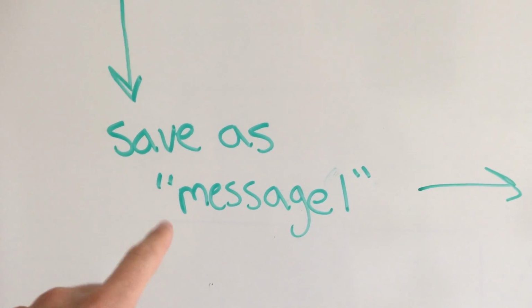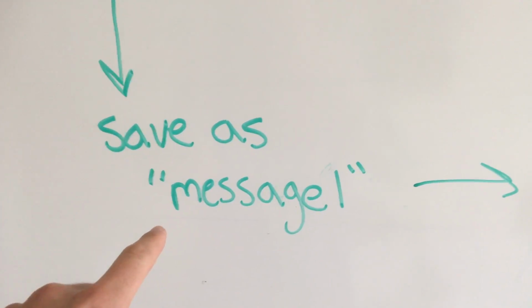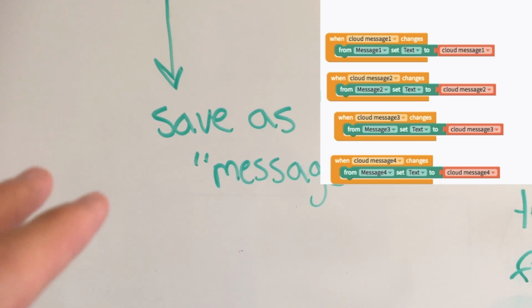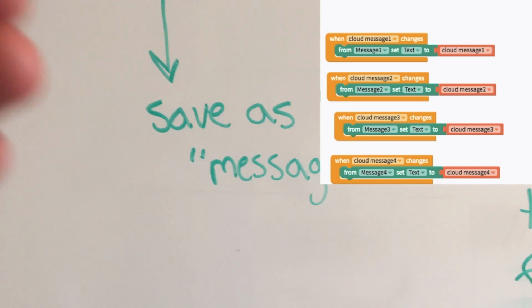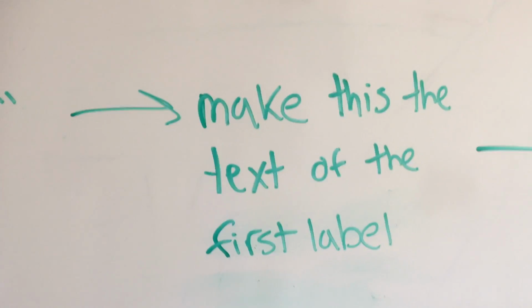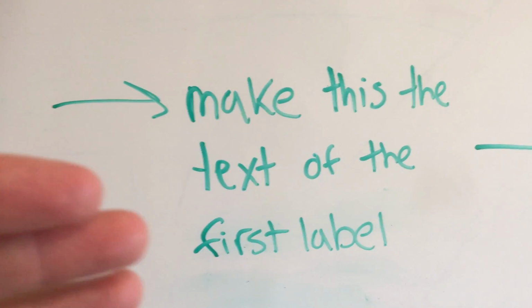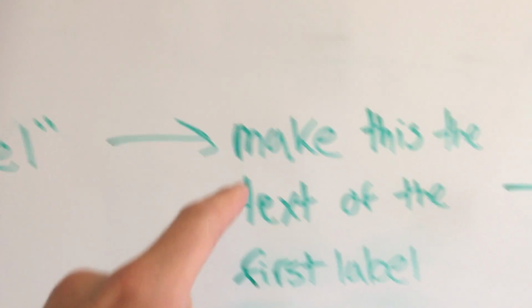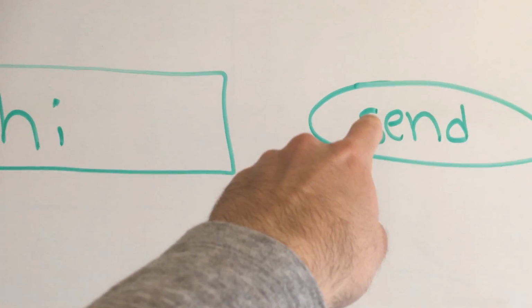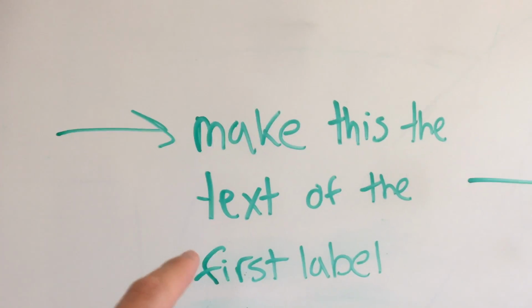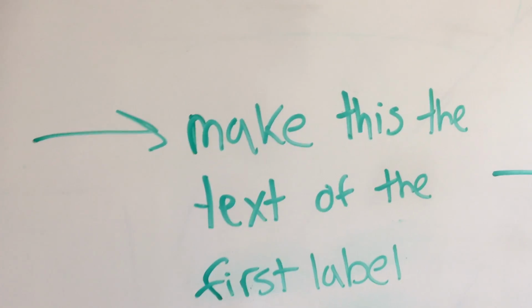So next, what happens after it's been stored as message one? These blocks say every time a variable is changed. Basically, all that means is that you've hit the send button. So these blocks say, when you hit the send button, you are going to update the text of the labels. You're basically going to make the variable the new text of a label. So again, we had hi, we hit the send button, it gets stored as message one, and then these blocks are saying, take that message and store it as the text of a label.